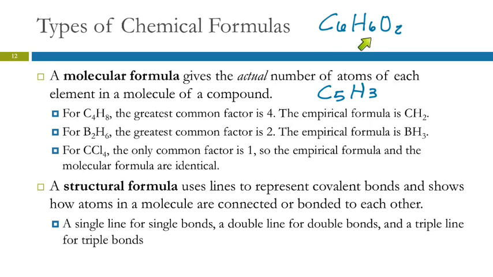Here, when we've got more than 2 elements, if the ratio is 6 to 6 to 2, if all of those are divisible by the same factor, we could reduce that, and that would be C3H3O, would be the empirical formula. Can you only reduce it using empirical formula? Yeah, you would only reduce it if you're looking for the empirical formula.